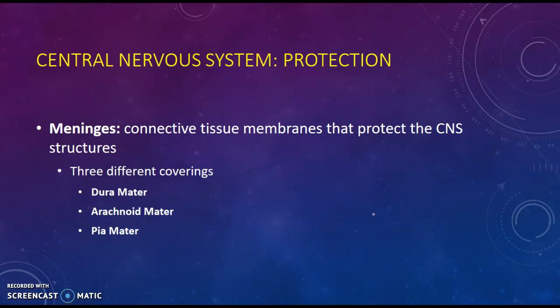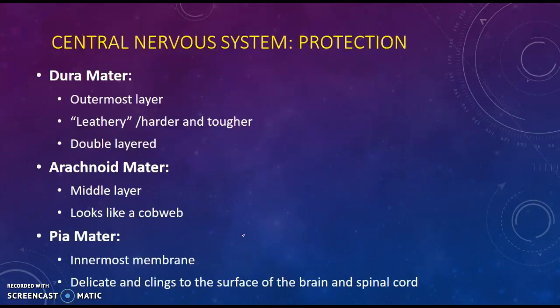But then deeper to the skull and the vertebral column is what's called meninges. And the meninges are very tough connective tissue that surround the brain and spinal cord. And they come in 3 layers: the dura, arachnoid, and pia. The dura is your outermost, arachnoid is the middle, and then the pia is the one that's actually touching the brain.